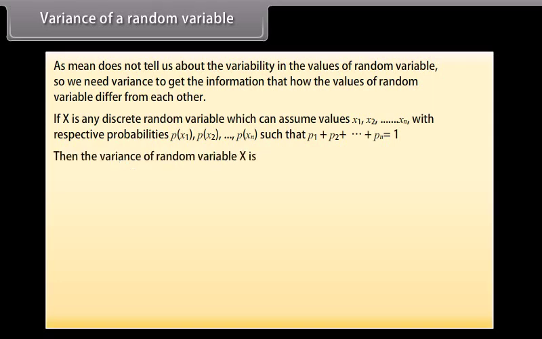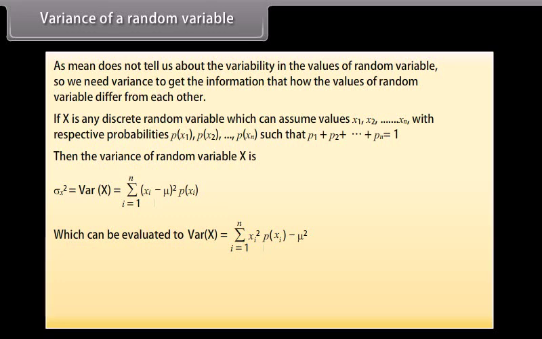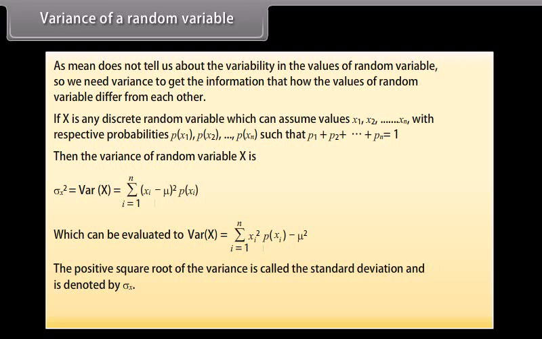of random variable x is sigma x squared, equal to variance of x, equal to summation from i = 1 to n of (xi minus mu) whole squared times p(xi), which can be evaluated to variance of x equal to summation from i = 1 to n of xi squared times p(xi) minus mean squared. The positive square root of the variance is called the standard deviation and is denoted by sigma x. Thus, sigma x is equal to the square root of variance.